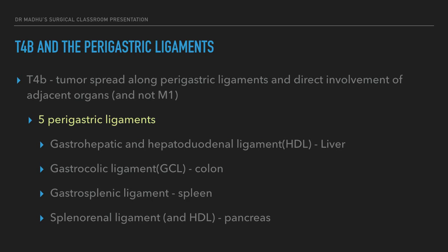Coming on to the next peculiarity with a T4B cancer, in which the tumor spreads along the perigastric ligaments and involves an adjacent organ, it is still considered a T4B and not a metastatic lesion. For example, if we have a body of stomach lesion and it grows along the gastrocolic ligament and involves the colon, even though it is an adjacent organ that is involved, it is still considered a T4B lesion and not a metastatic lesion. In this regard, we should note the five principal perigastric ligaments which can be identified on a CT scan and can be reported by the radiologist as well. These are the gastrohepatic and the hepatoduodenal ligament, the gastrocolic ligament, the gastrosplenic ligament, and the splenorenal ligament.